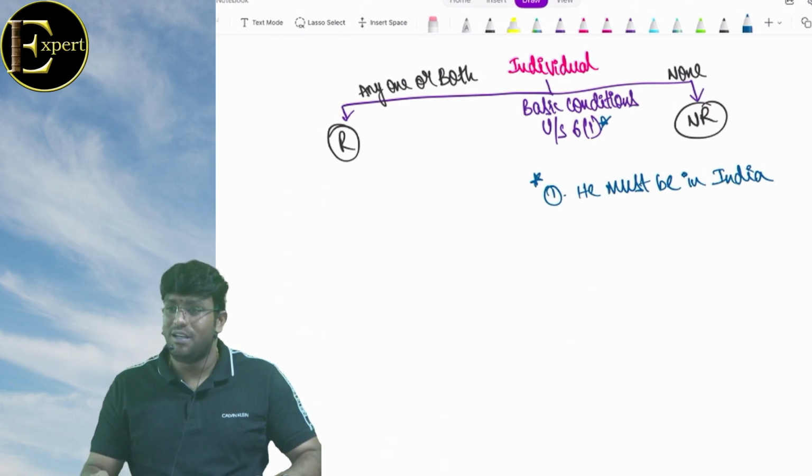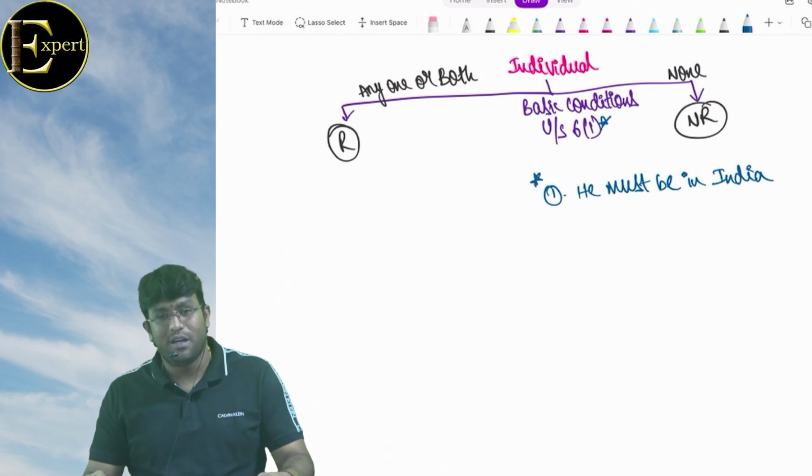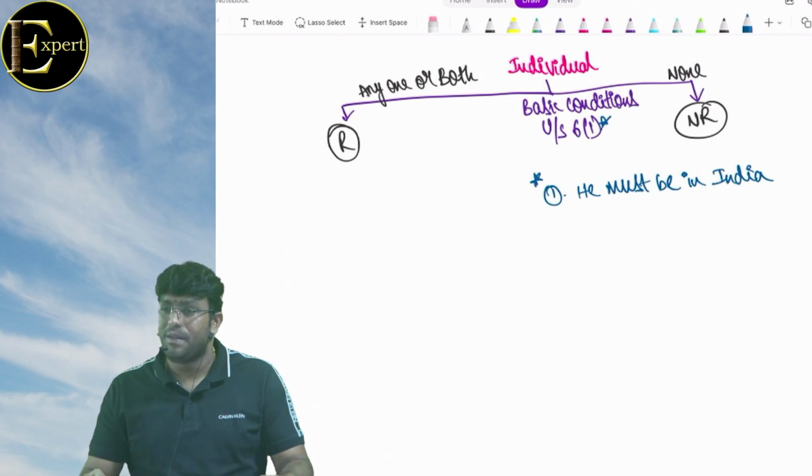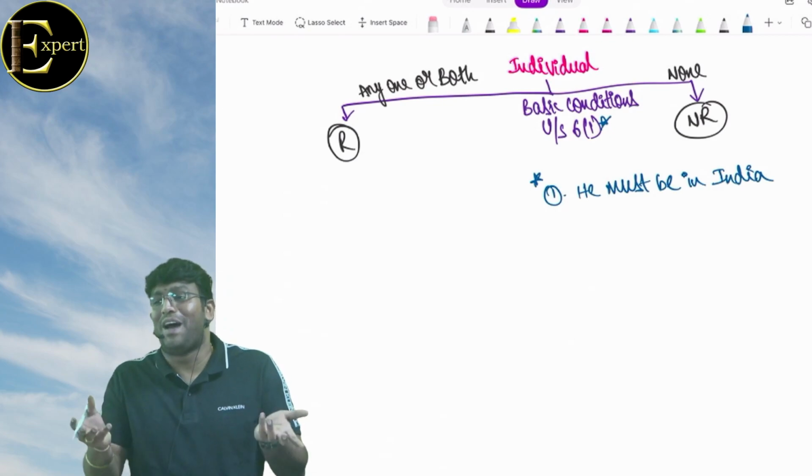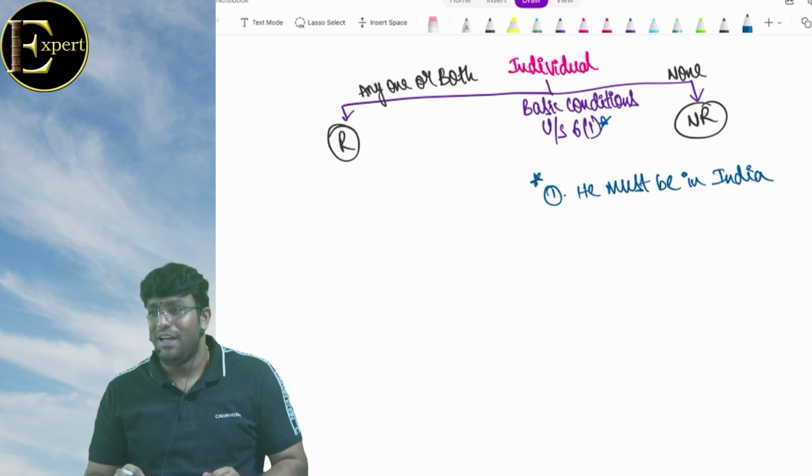Exactly. He must be in India. Can he be in Bombay? Can he be in Pune? Hyderabad? Chennai? Mangalore? Sri Lanka? Oh yes, they are saying. What is India? Section 225A. Finish. Is it mandatory that he must be continuously in India?